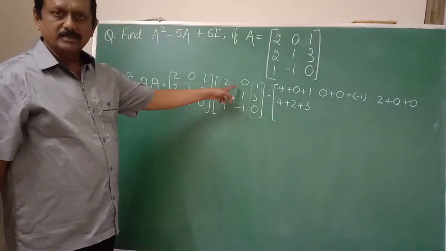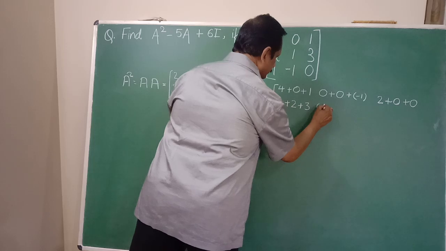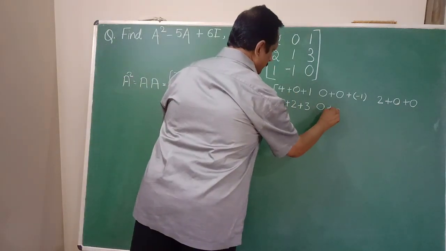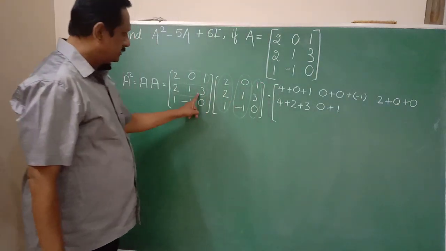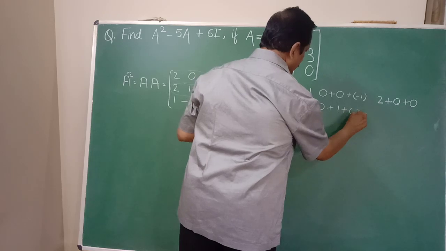Multiply second row with the second column here. So 2 into 0 becomes a 0. Then 1 into 1 is 1 here. So plus 1. Then 3 into minus 1 is minus 3 here. So write here plus of minus 3.